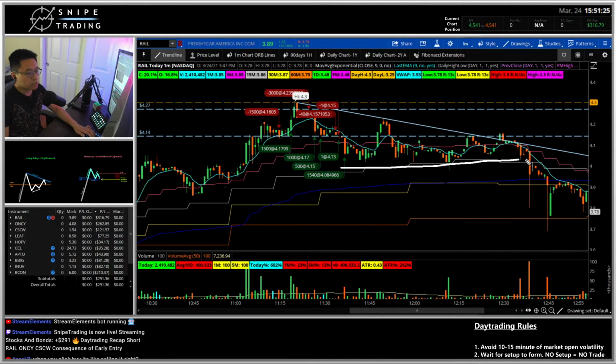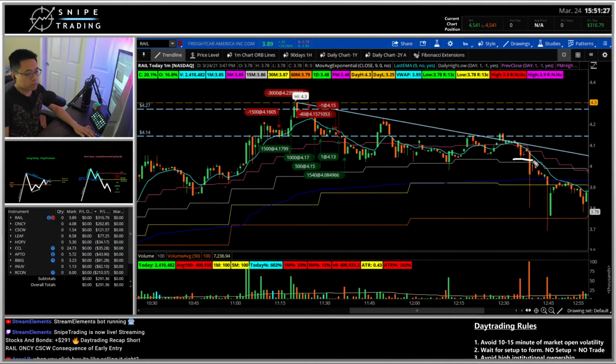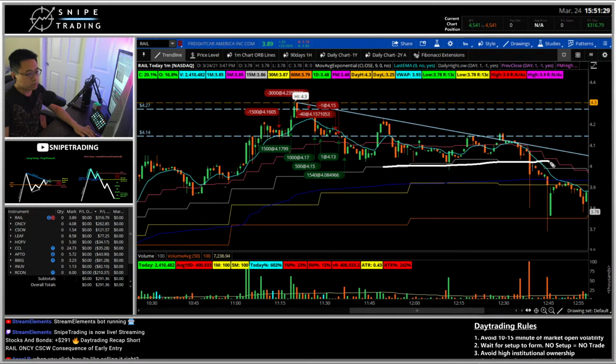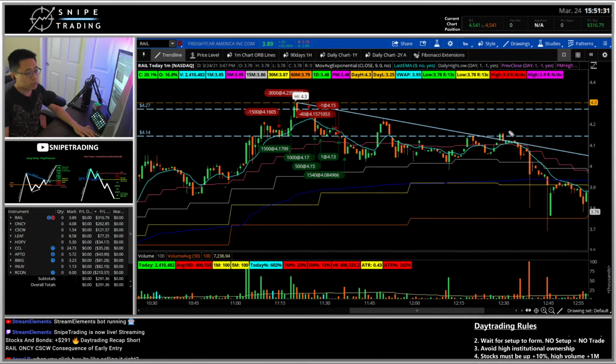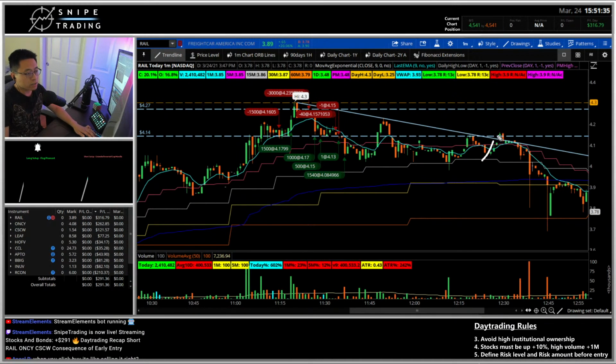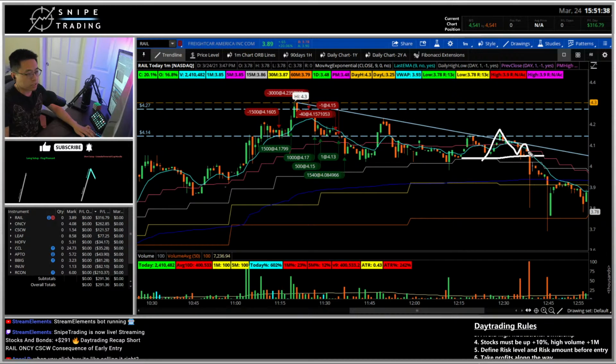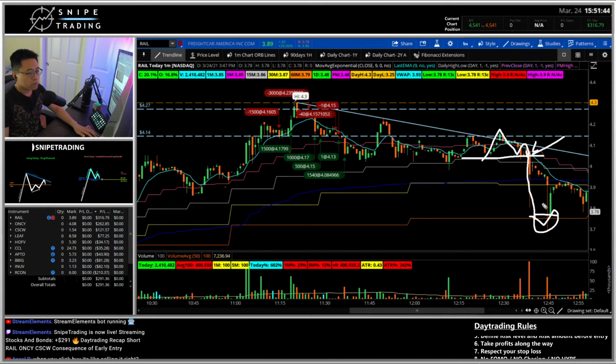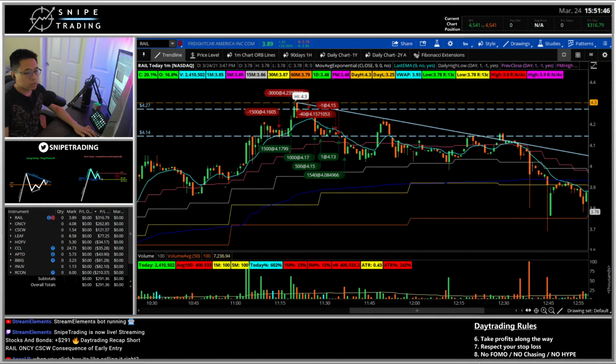I almost took another short right here at $4 for this failed flag. You can see this flag line. It failed, and then you can look for an inverted cup and handle here to enter to the hourly reversal. It hit the hourly reversal right there. So that was RAIL for a $316 win.